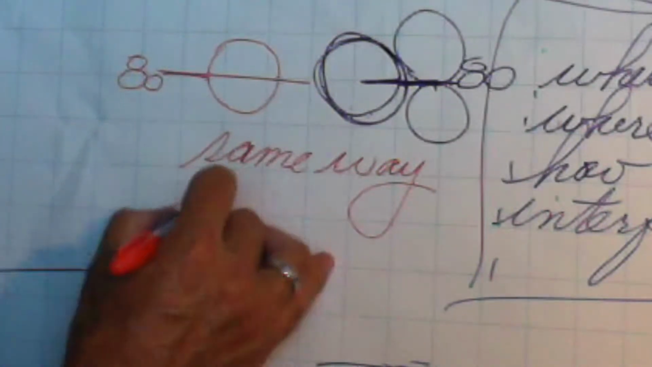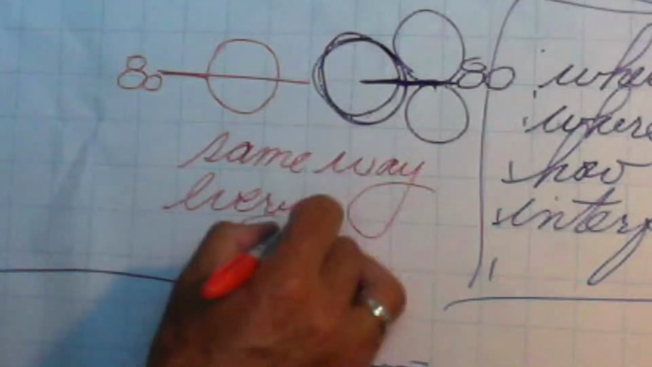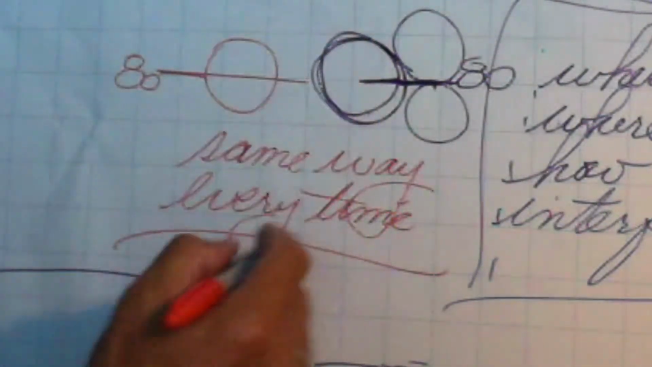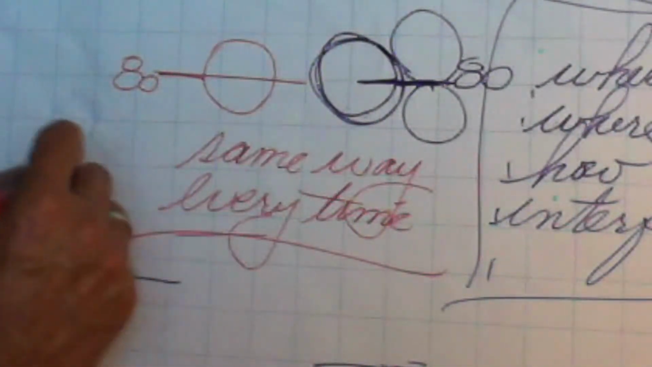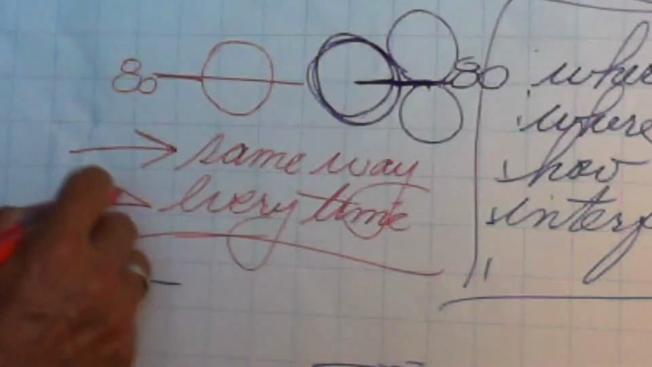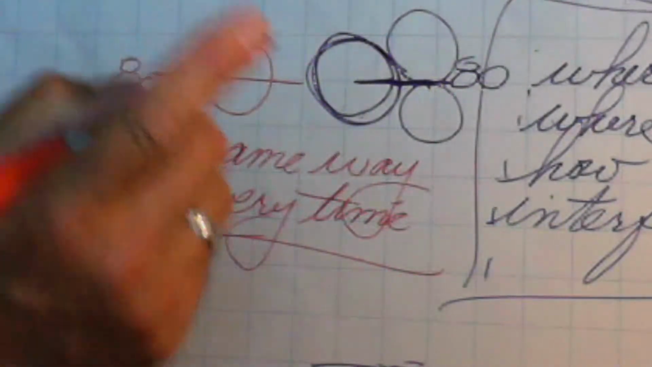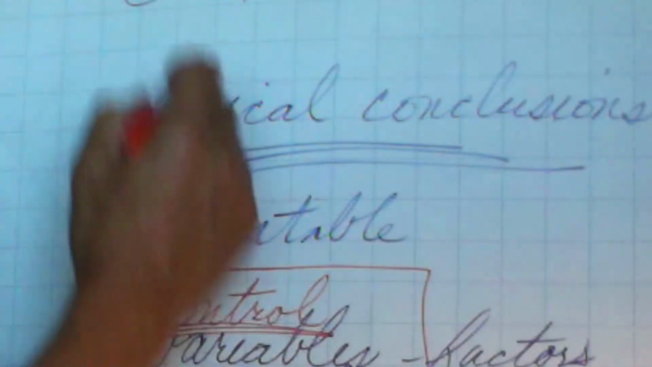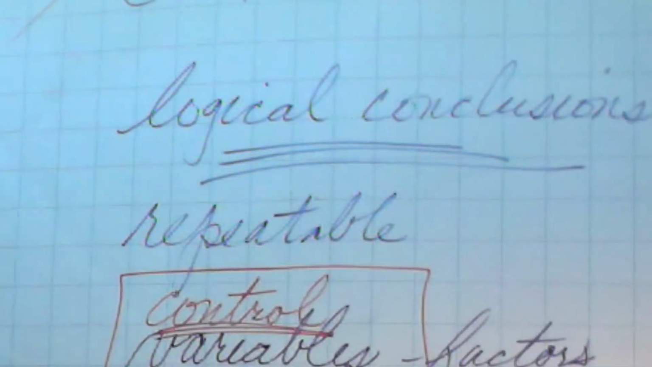The same way every time we do something. That would even go so far as to say the same person should drop it the same way every time. That's controlling our variables. Okay? So hopefully that begins to make sense. And again, this is all under that heading of planning and carrying out an investigation.